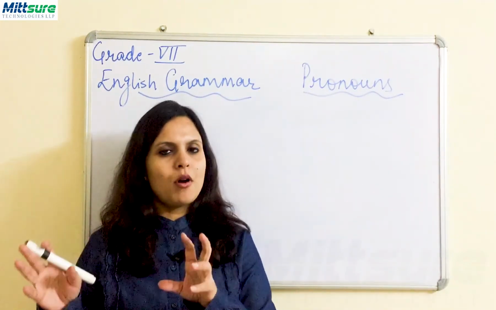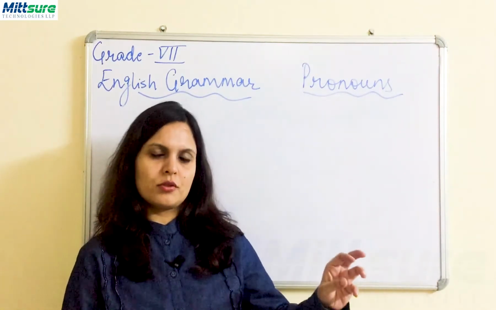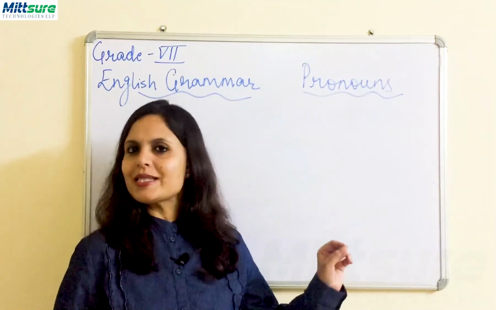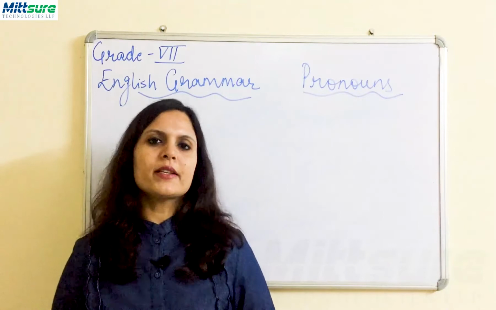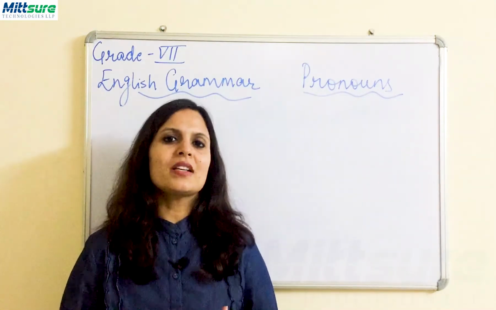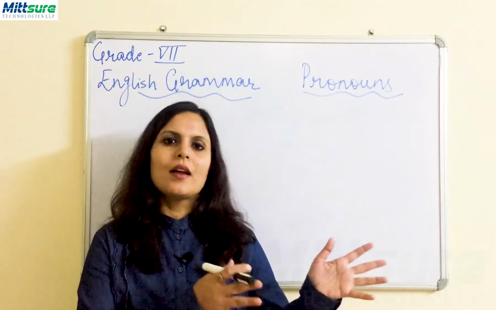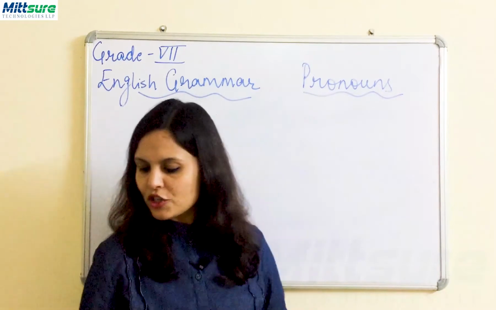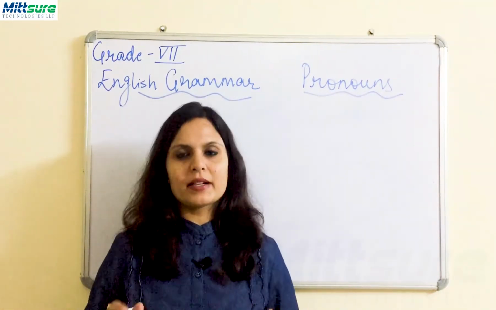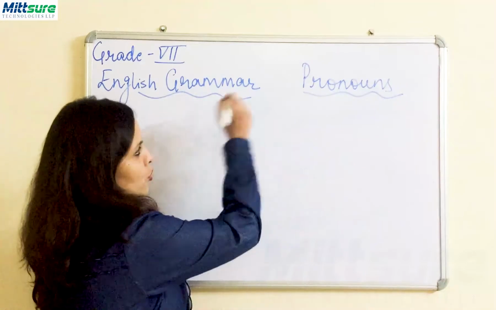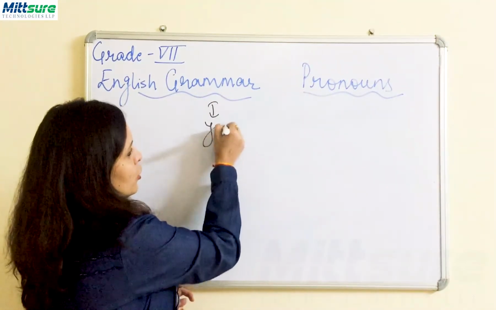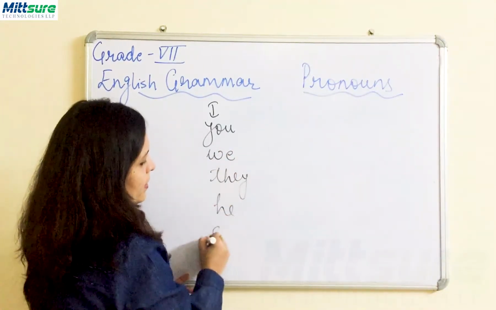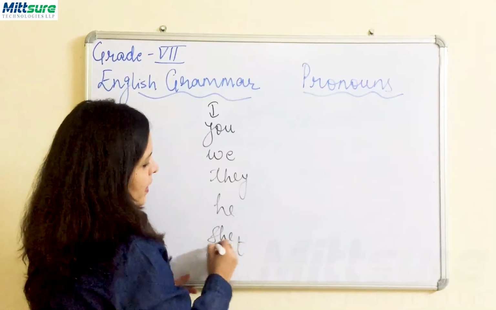So we can say, Mohan is a grade 7 student. He likes to eat pizza. He is every teacher's pet, right? So just to avoid the repetition of the noun in the sentence, we replace the nouns with appropriate pronouns, right? So this you have already understood. Now we will practice certain pronouns. So there is a list of pronouns like I, you, we, they, he, she, and it.